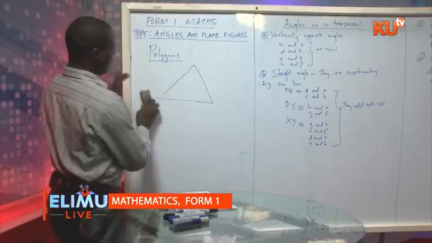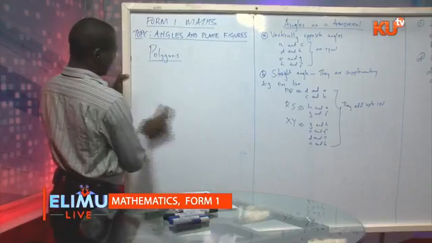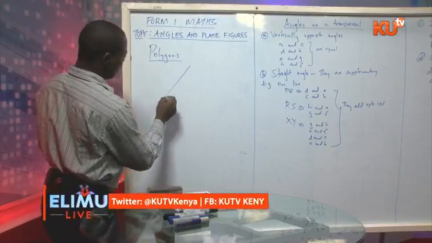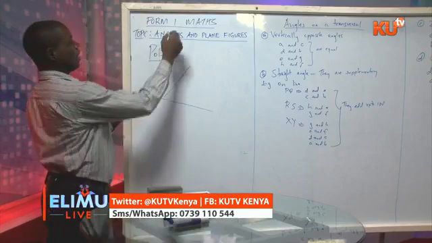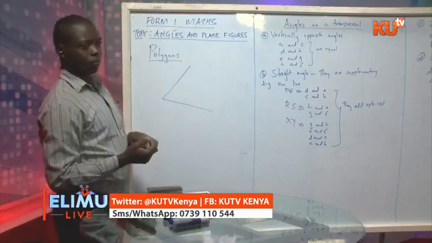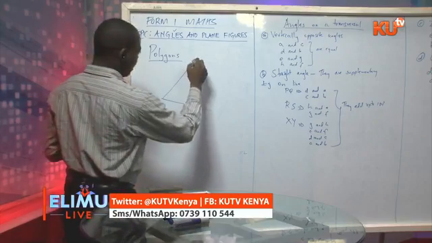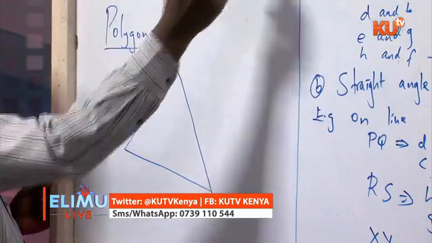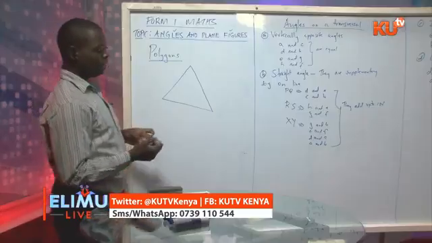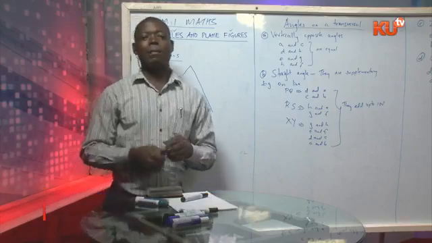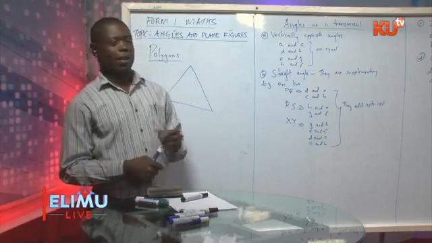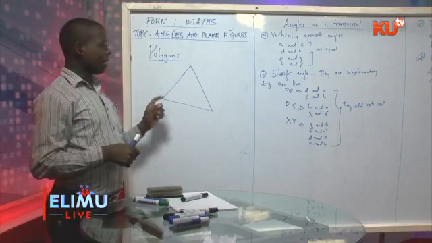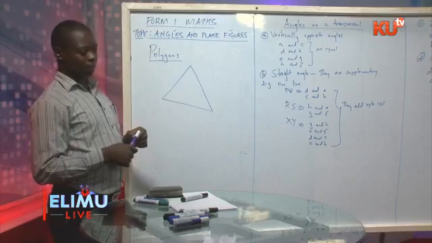I repeat, when you have this topic, angles and plane figures, draw 2 straight lines meeting at a point. We obtain an angle. When we join, we now make it 3 lines. We now obtain a plane figure. So a polygon is simply a plane figure that is bounded by more than 2 straight lines. And the simplest polygon is a triangle. A triangle is a polygon with 3 sides.